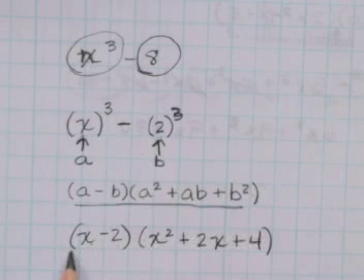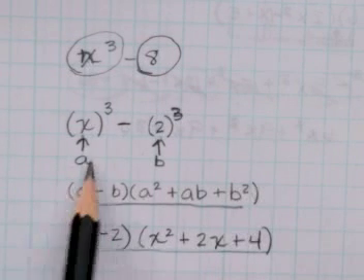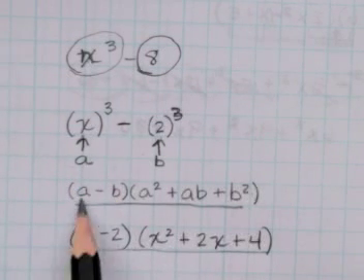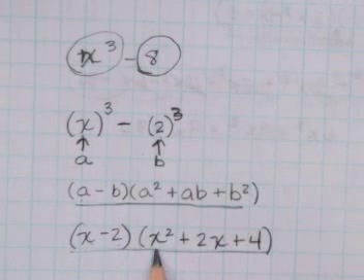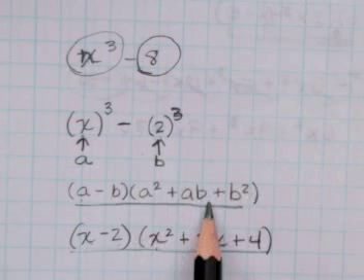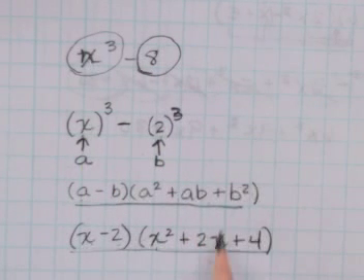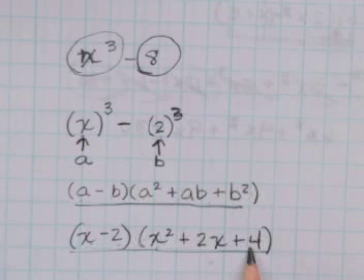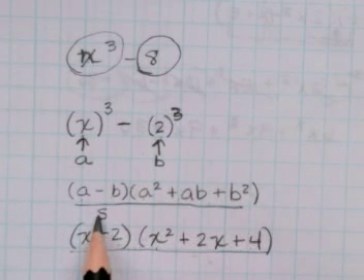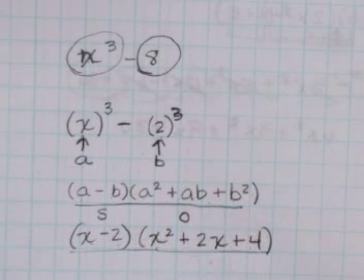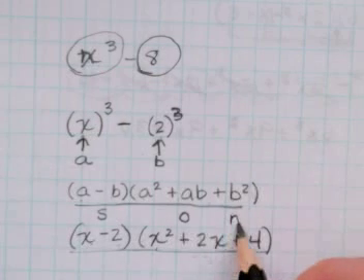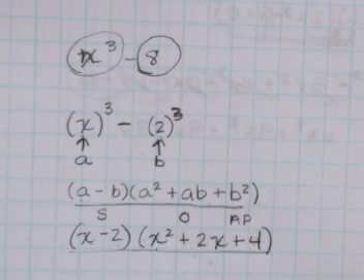So let's notice how our factorization worked with the formula. This is A, this is B, A squared is x squared, A times B is 2 times x, and then we have the 4. Notice the signs in our answer. This is the same as the sign in the original problem. This is opposite the sign in the original problem, and this is always positive. So we've got our acronym SOAP worked out here.